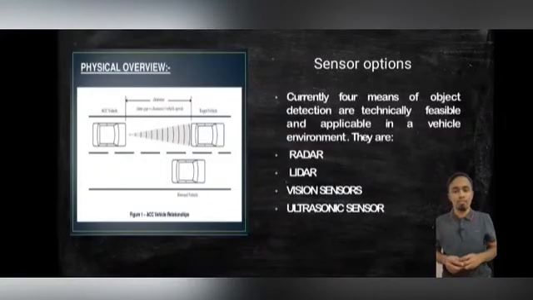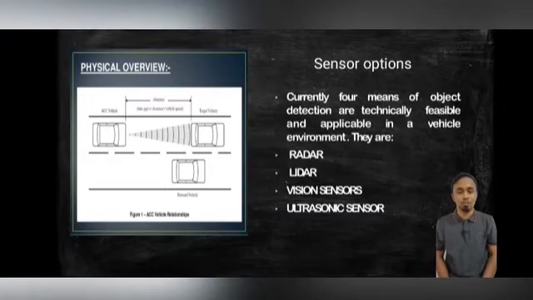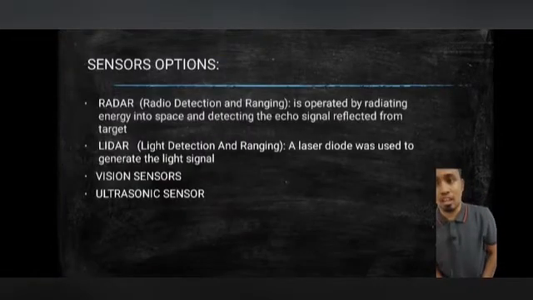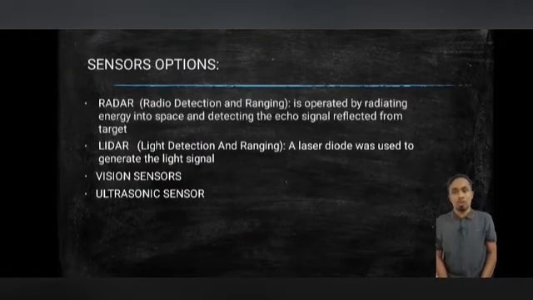Okay, I will present my part, which is sensor options. Currently, the forms of object detection that are technically feasible for application in a vehicle environment are radar, LiDAR, vision sensor and electronic sensor. Radar operates by radiating energy into space and detecting the echo signal reflected from the target. LiDAR uses a laser diode to generate the light signal. Then the vision sensor and electronic sensor.